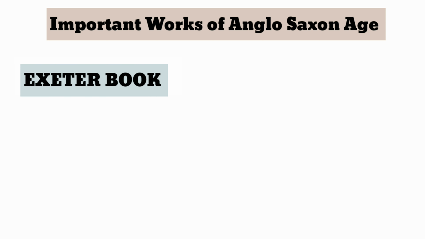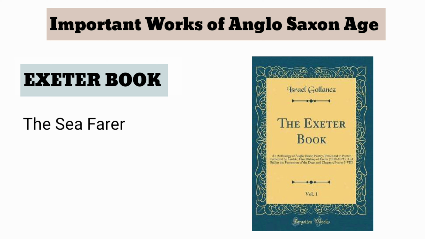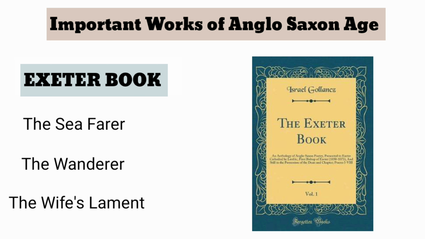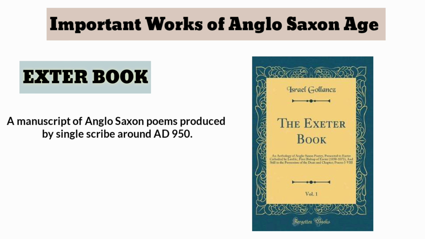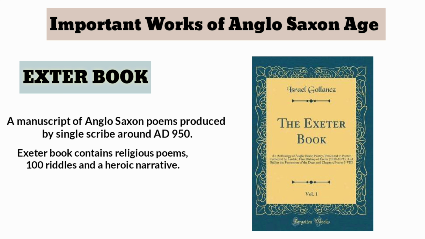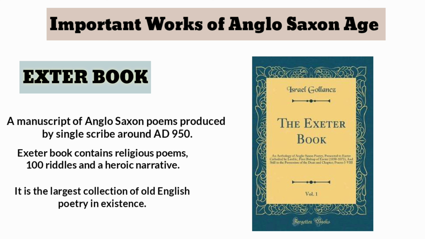Nothing is known about the authors of the famous poems like The Seafarer, The Wanderer and The Wife's Lament. And all these poems survive in the Exeter Book, a manuscript of Anglo-Saxon poems produced by a single scribe around 950 AD. In addition to these and other secular poems, the Exeter Book contains religious verse, nearly 100 riddles, and a heroic narrative. It is the largest collection of Old English poems in existence.